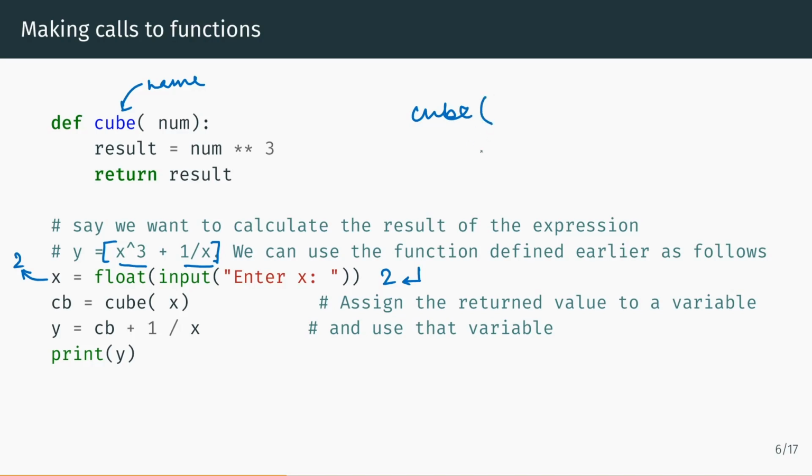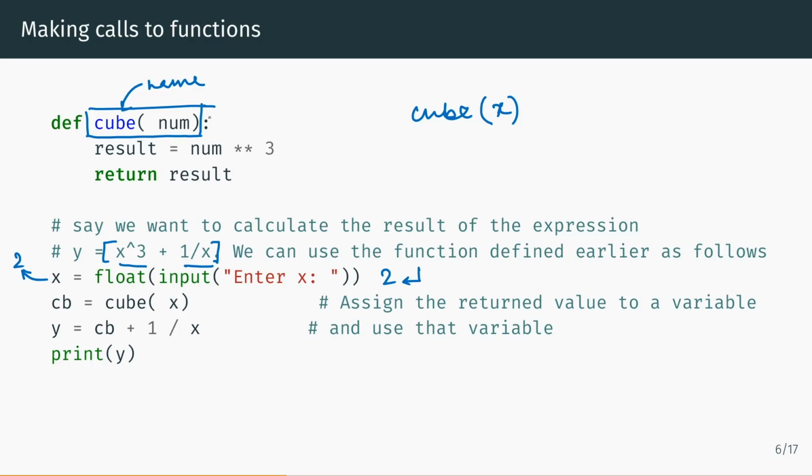Add parentheses, and then if the function takes an argument, pass the argument. Give the function whatever you want to pass as input. In this case, we want to pass the value of x, so you give x as the input. That's how you call a function. It's very similar to how you define a function. So name of the function, parentheses, and then the input argument that you want to give to the function.